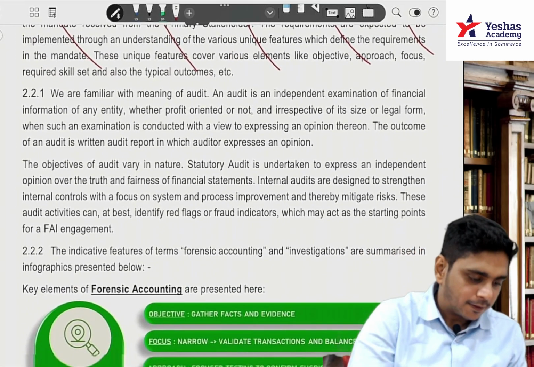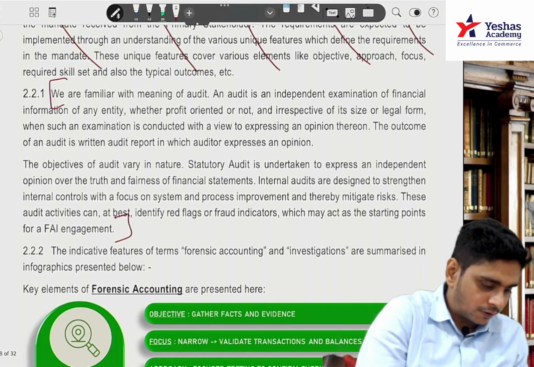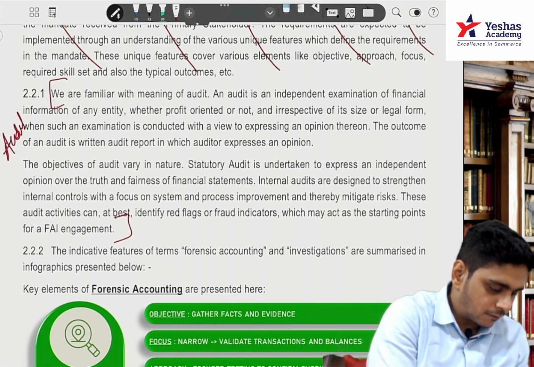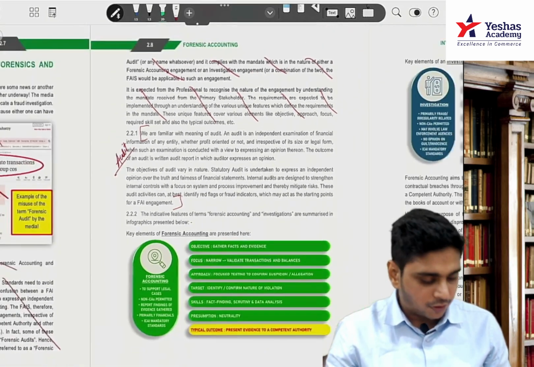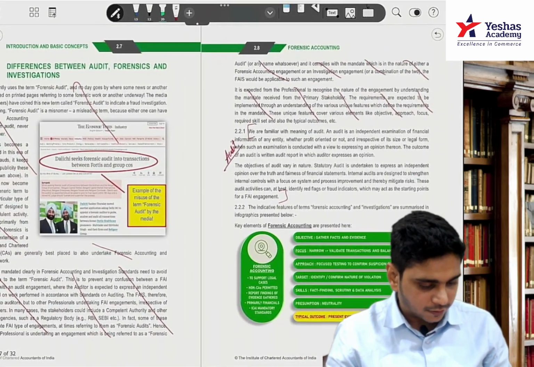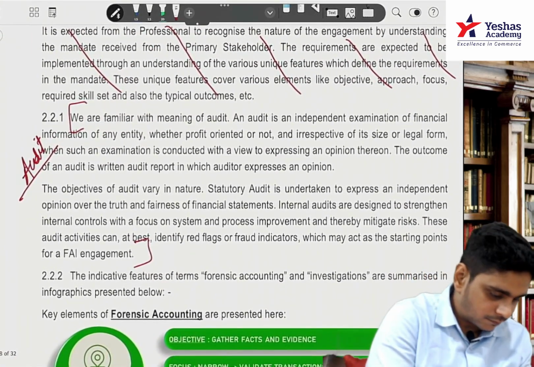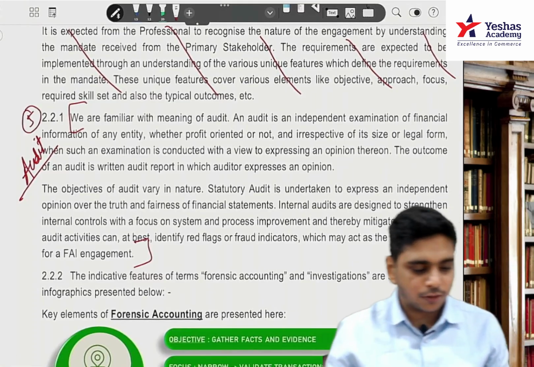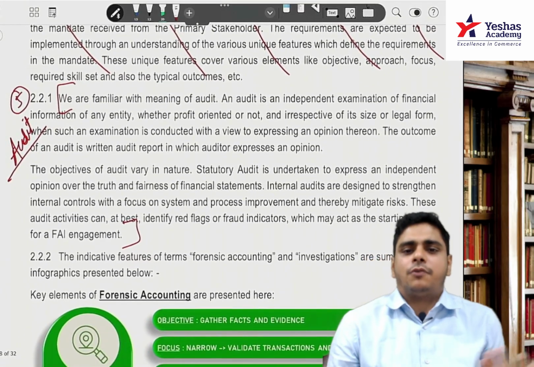Now see, we talk from here. First it is audit. So write here audit. So this becomes your fifth answer. This talks about audit. Sir, what is audit?